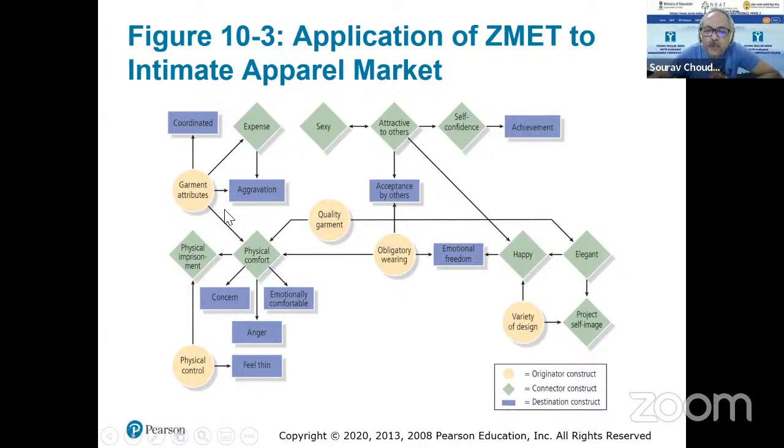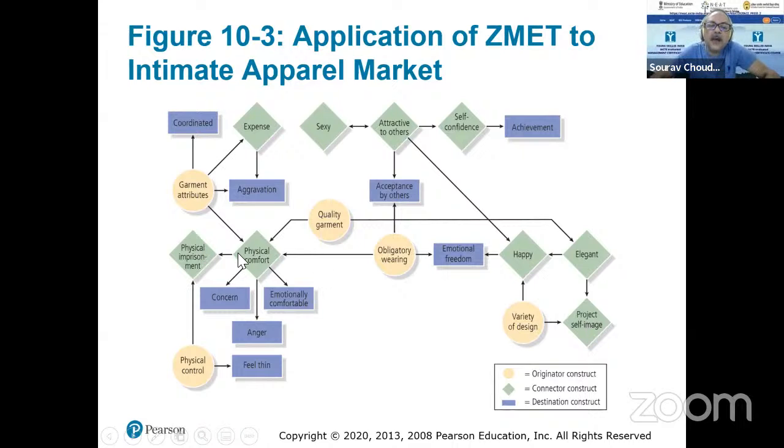And there are a few which are called originator constructs. Originator means that is where the thought process originates. Garment attributes, the qualities of the garment. Obligatory wearing. So think about these words when you talk about garment attributes: expensive, sexy, attractive to others, self-confidence, obligatory wearing, emotional freedom, happy, elegant. These words get associated with that particular apparel. Variety of design, projected self-image.